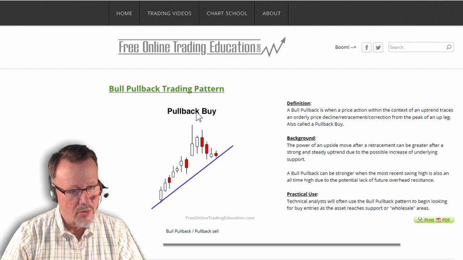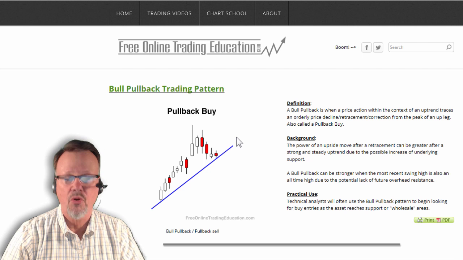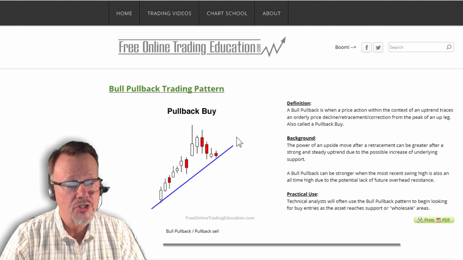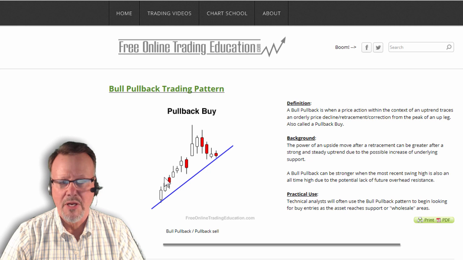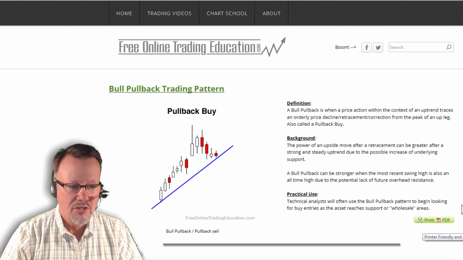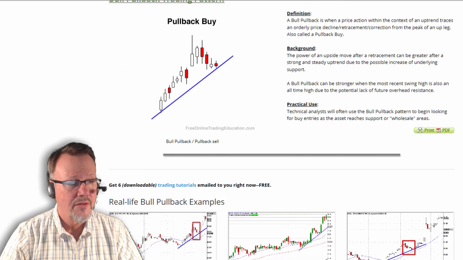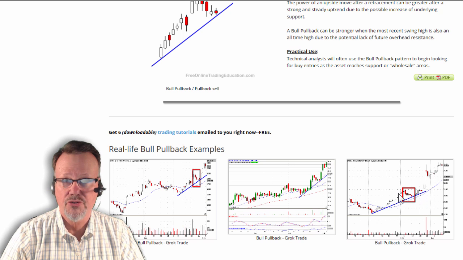Here's a picture of it where it ran up, and now it's pulling back to a line of support. If it starts to roll back up, that's very bullish, and we want to get in. By the way, on this page there's a picture of it, a written description of it, and you can print it off and study it. Then look down below, where we show you some examples of it on live real charts.